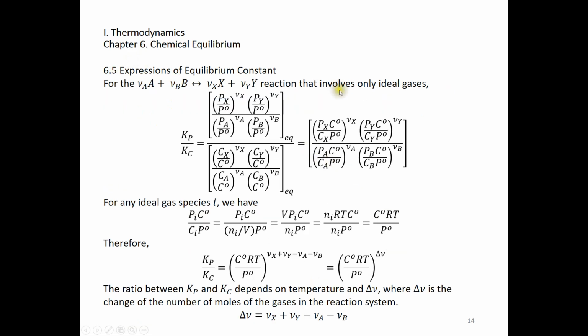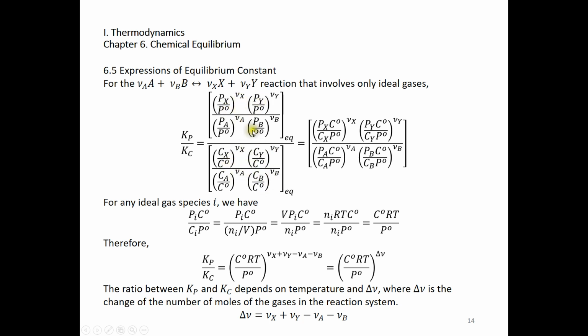Now for this reaction that involves only ideal gases, we can get a relationship between this equilibrium constant of pressures and the equilibrium constant of concentrations. So we write this expression of K sub P on top, this is the K sub C on the bottom. Again, pay attention over here. The standard state is 1 bar on top, the standard state is 1 molar on the bottom.